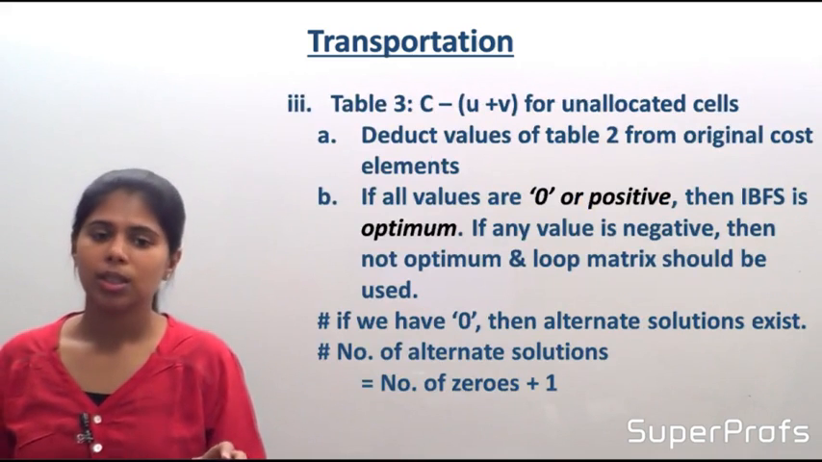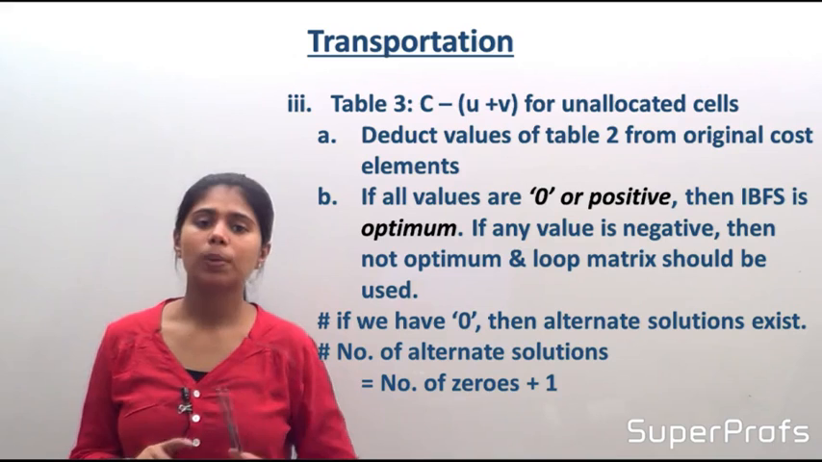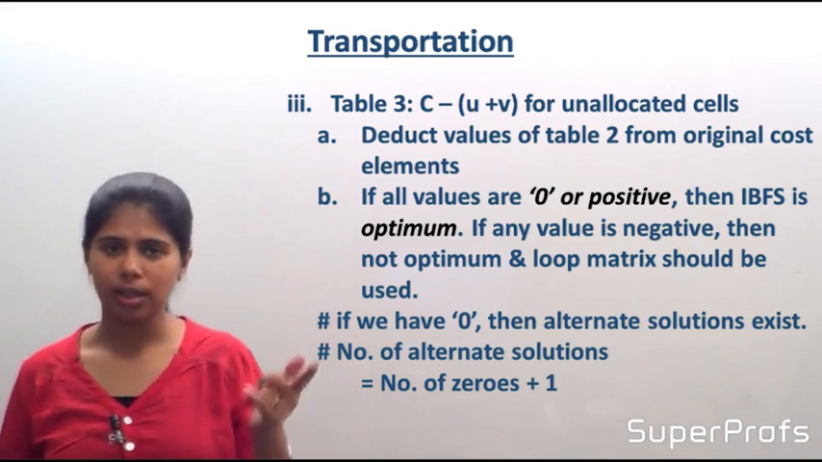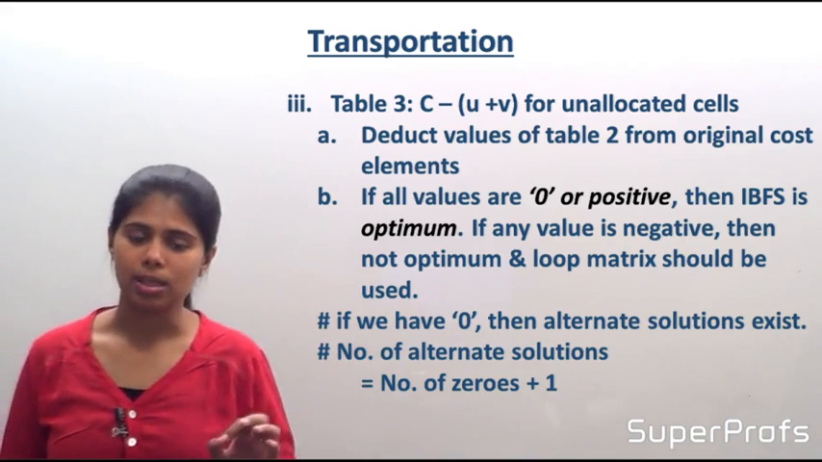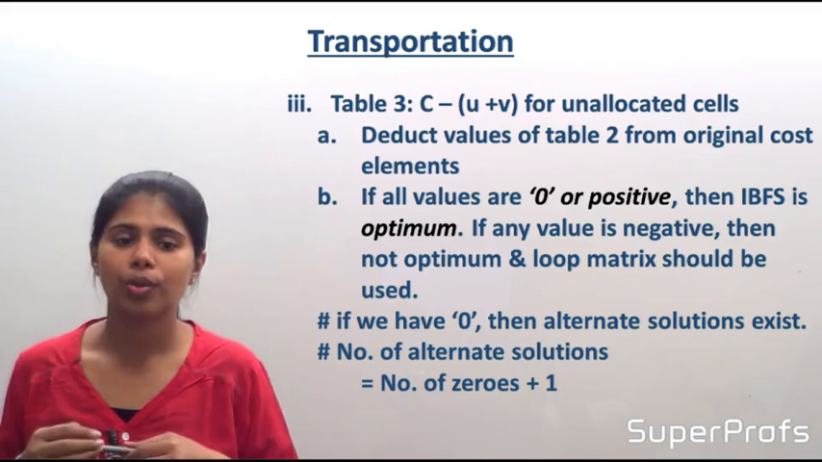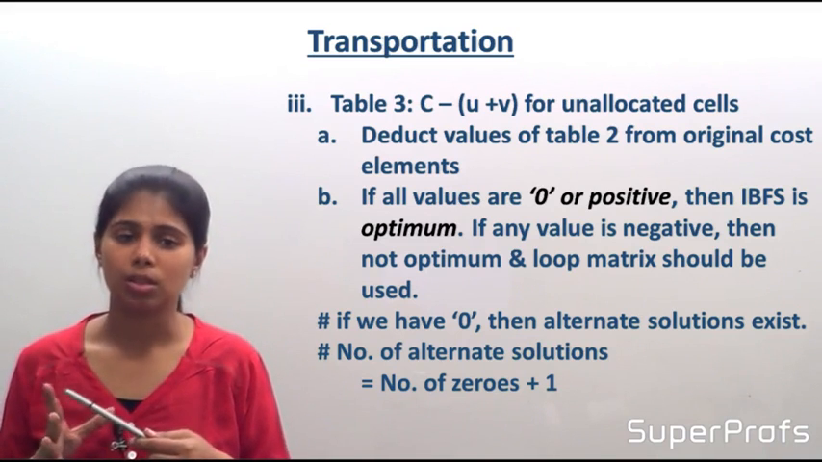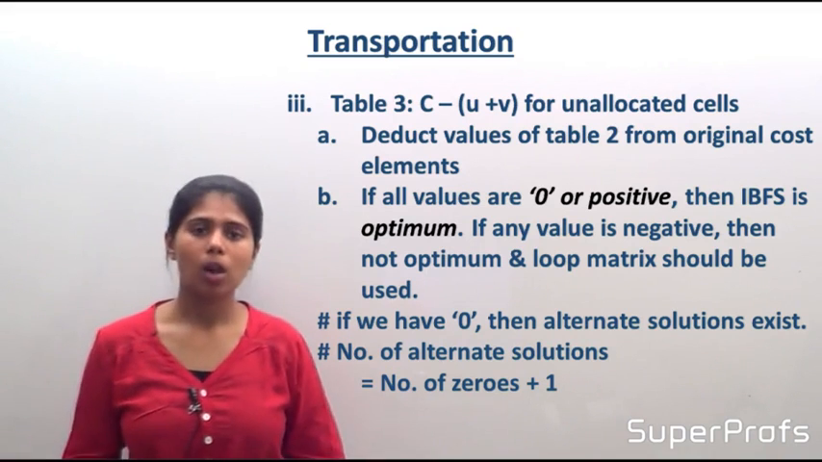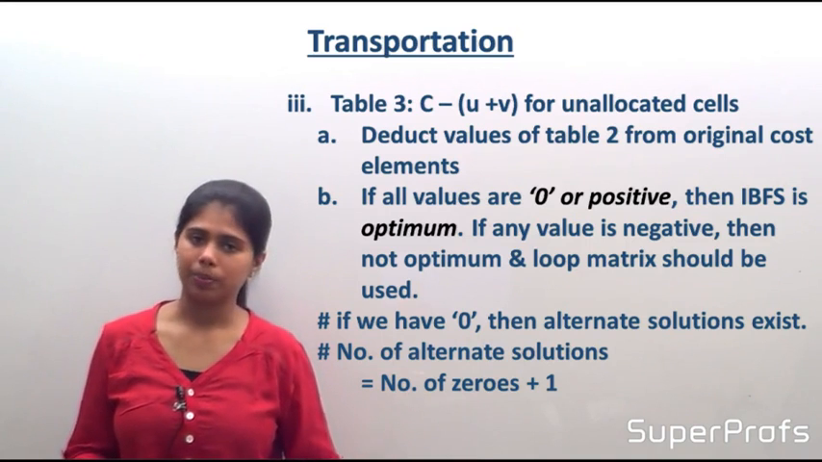Table 3. Table 3 is the actual cost cell minus U plus V for unallocated cells. So we take the actual cost and we deduct the values that we derived in table 2 for the unallocated cells. So deduct values of table 2 from the original cost elements. Now if all values are 0 or positive, IBFS is optimum. So in table 3, if all my values are 0 or positive, then IBFS is optimum.